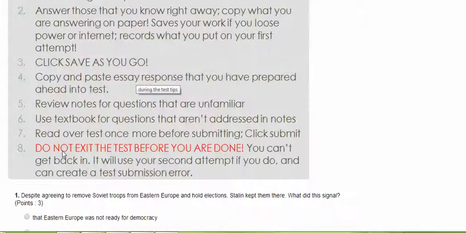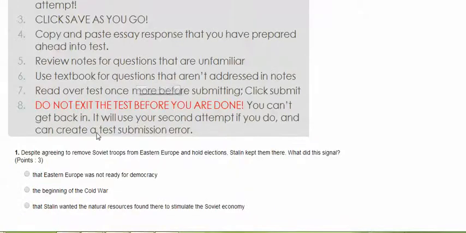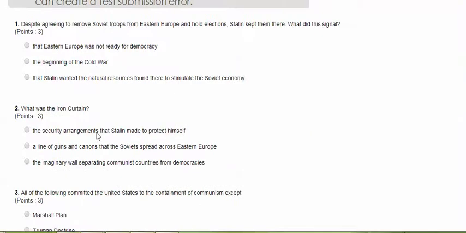Don't leave the test open for a long period of time either. Your course will likely time out on you if you walk away and you're not actively working, so you need to make sure that you are not going under the assumption that you can start and finish later. Okay, let's get started with the test. You have 30 multiple choice questions and 2 short answer questions.